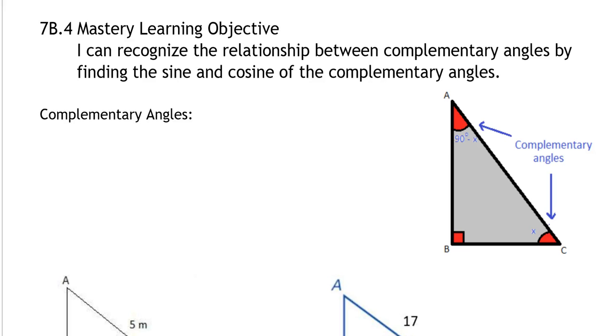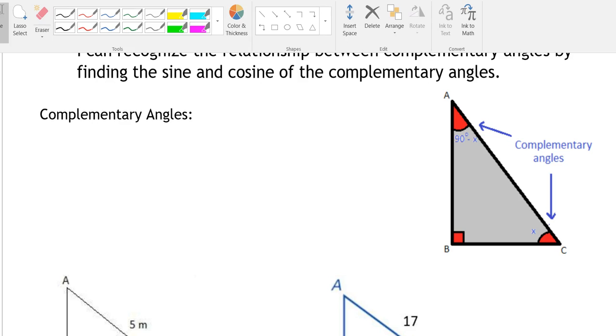Looking at 7b.4, I can recognize the relationship between complementary angles and finding the sine and cosine of the complementary angles. So we're looking still at sine and cosine, but now we're talking about these things called complementary angles. So the first thing we're going to look at is what is the definition of complementary angles.